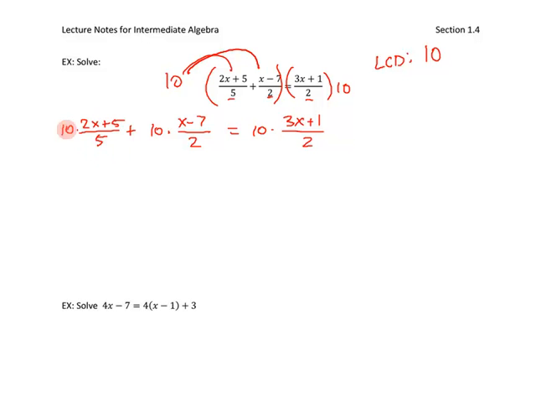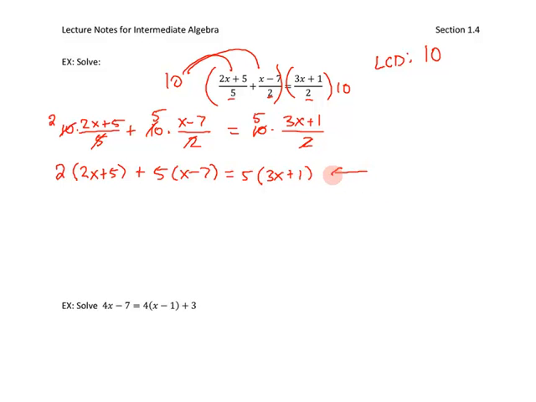So 10 times (2x plus 5) over 5. That's 10 divided by 5 will cancel out and leave me a 2 times this whole expression. So 2 times (2x plus 5) is left from the first term. 10 divided by 2 goes in there; 2 goes in there 5 times. So I have plus 5 times (x minus 7). And then 10 over here also divides out. Both have a 2 as a factor, so I'm left with 5 times (3x plus 1).